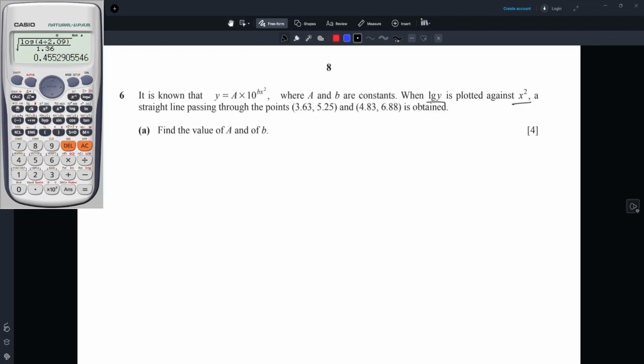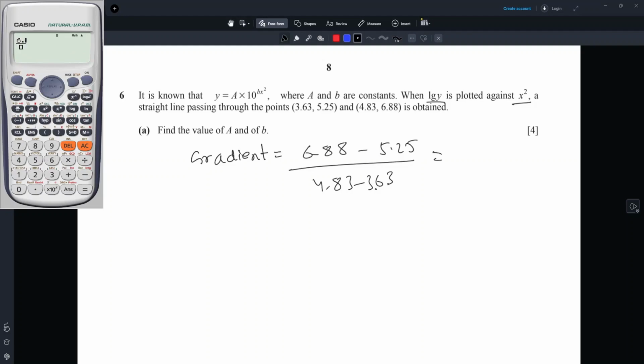So first of all, I need to find the gradient just like before. Just like usual, when it comes to finding the equation of a straight line, gradient equals 6.88 minus 5.25 divided by 4.83 minus 3.63. We get 1.3583. I'm going to write down till this form here.